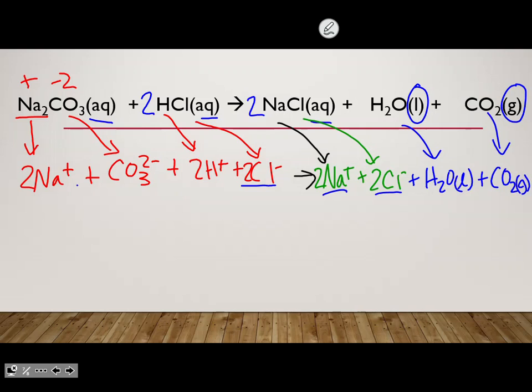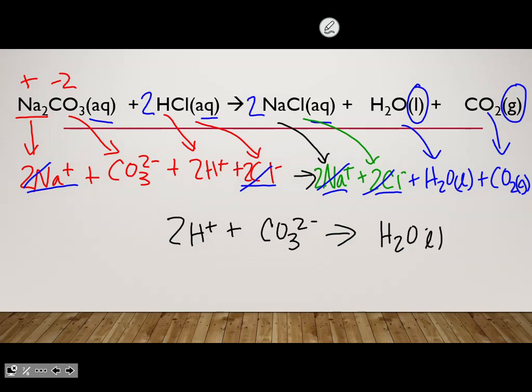Spectators. Figure them out. The Na and the Cl, so they cancel. Now what are we left with? Write the cation first. 2H plus, CO3 minus 2. That's going to give us H2O liquid plus CO2 gas. And these, of course, are AQs. Everything balanced and in order? Yes? All right, last one.